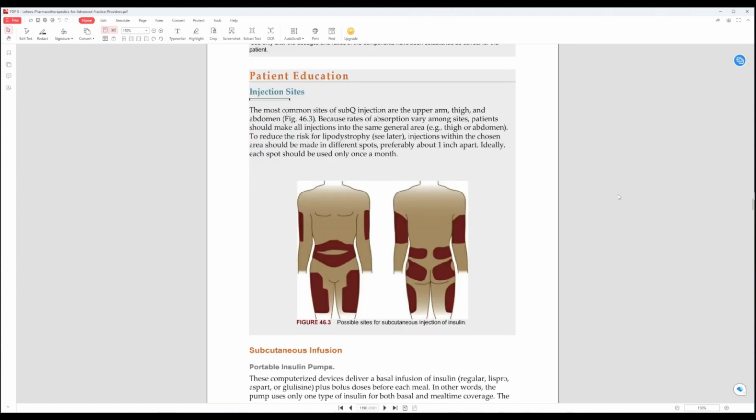Other patient education. Injection sites. The most common sites of sub-Q injections are the upper arm, the thigh, and the abdomen. Because the rates of absorption vary among sites, patients should make all injections into the same general area. To reduce the risk of lipodystrophy, injection within the chosen area should be made in different spots, preferably 1 inch apart ideally. Each spot should be used only once a month.